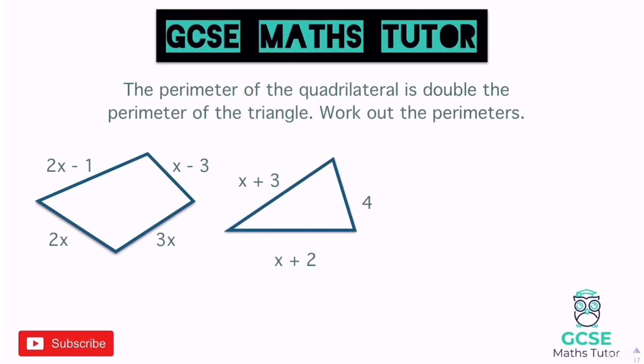Work out the perimeters. Now the lengths of each shape are given to us as expressions, so we could get an expression for each of the perimeters to start with. So let's have a look at that quadrilateral. Let's write that down over here.